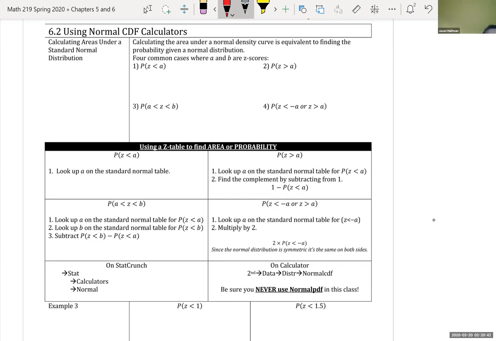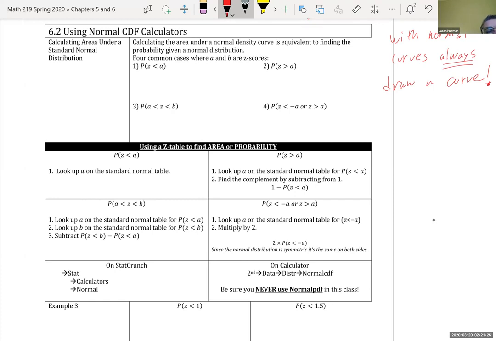So what does this look like? With normal curves, always draw a curve. Always draw the curve. It's really hard to visualize this stuff, and you're going to need to draw the curve.